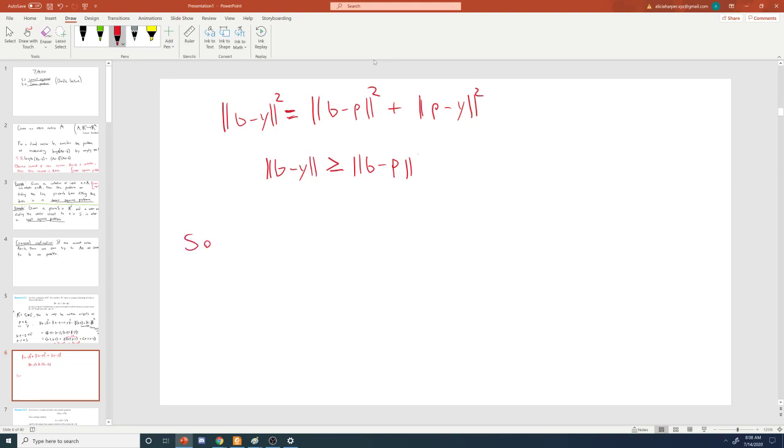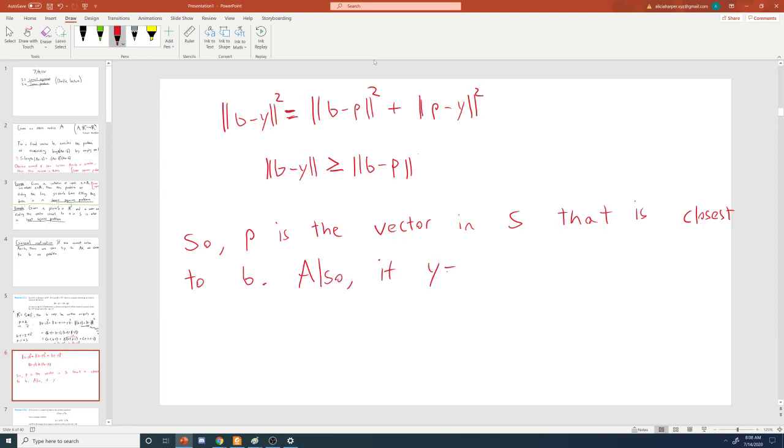So P is the vector in S that is closest to B. Also, if Y is not equal to P, the above inequality is strict.